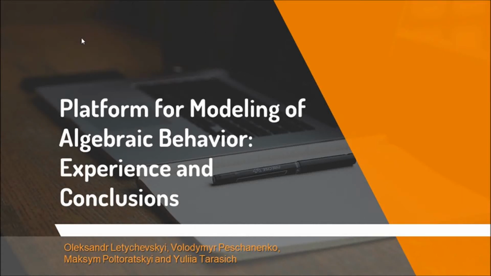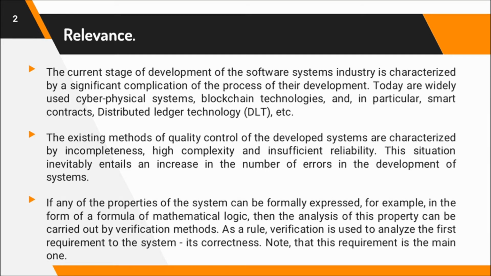Platform for modeling of algebraic behavior, experience, and conclusions. So, the current stage of development of the software system industry is characterized by a significant complication of the process of their development. Today, cyber-physical systems, blockchain technologies, and in particular smart contracts, distributed ledger technology, and others are widely used.